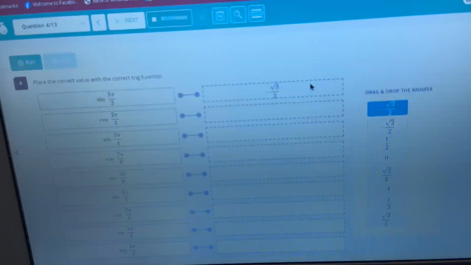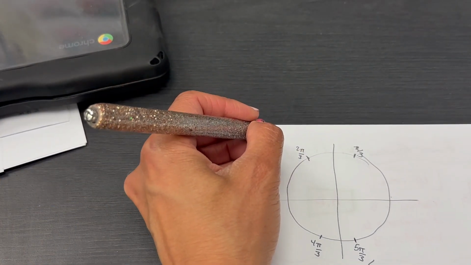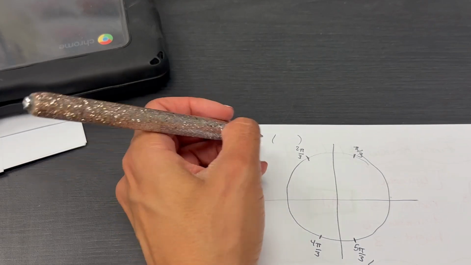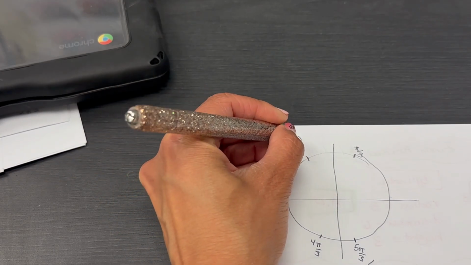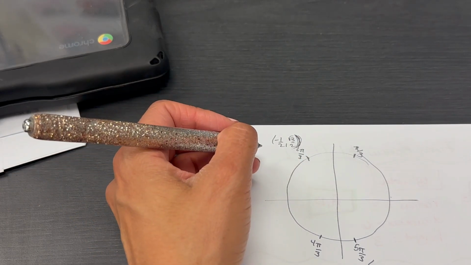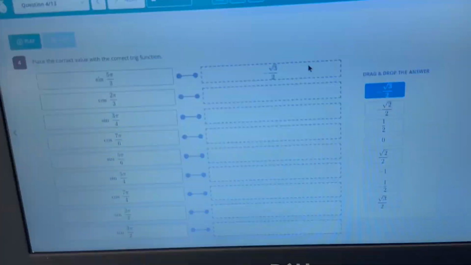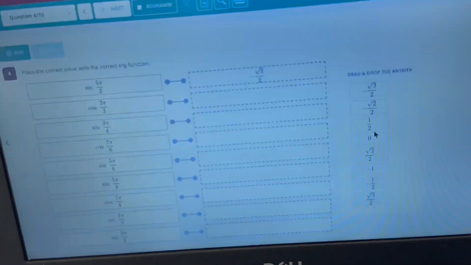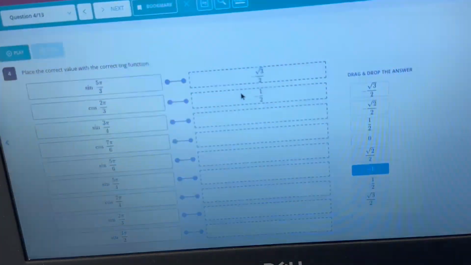The next one is cosine of 2 pi over 3. Well, 2 pi over 3 is up here, and I know that it's the same coordinate as this, except the x is negative and the y is positive. And it asked me for cosine. Oh, I didn't need 2 parentheses there, but whatever. Cosine's the x value, so it's a negative 1/2. So I have to drag and drop the negative 1/2 down here. There it is, okay.